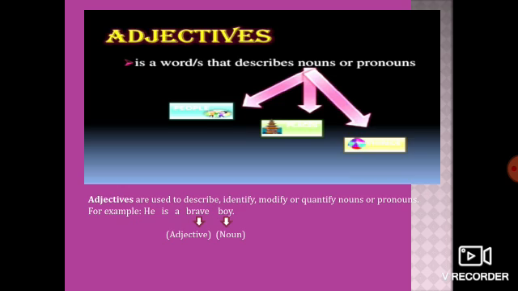So the definition of adjectives is a word that describes a noun or pronoun. So adjectives are the words that are used to describe a person, place, animal or thing. Adjectives are used to describe, identify, modify or quantify nouns or pronouns. For example, he is a brave boy. Here the word brave is used to describe the noun boy.